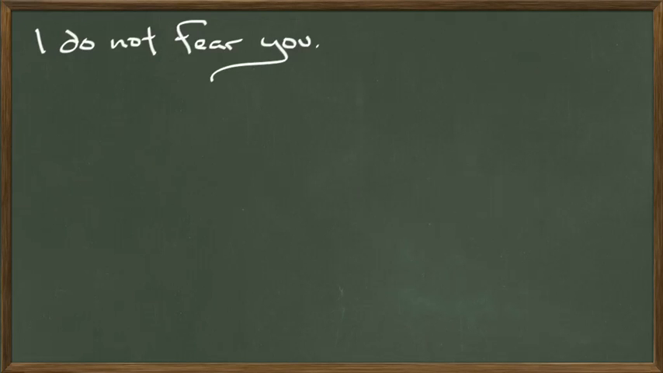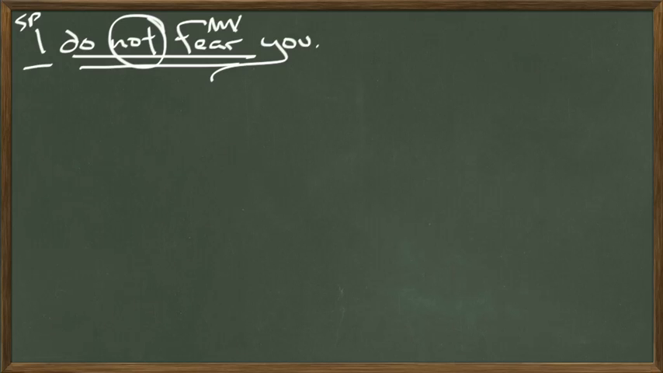Another example. I am not afraid of you. I do not fear you. I, subject of the sentence. It's actually a subject pronoun. Do not fear is a verb phrase. Fear is the main verb. Not is an adverb. Do is a helping verb. And then, who am I not afraid of? I'm not afraid of you.